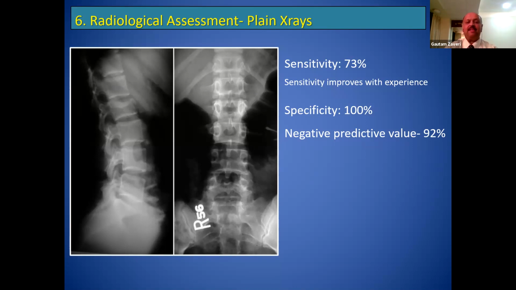The problem with this is that the plain X-rays have a limited sensitivity, and in fact, the sensitivity is only 73% in terms of diagnosing a thoracolumbar fracture. On the AP view, one looks at the spinous processes and sees whether they are aligned centrally in the midline. One looks at both the pedicles and sees if there is any separation of the pedicles compared to the level above or below, indicating that there might be a burst fracture.